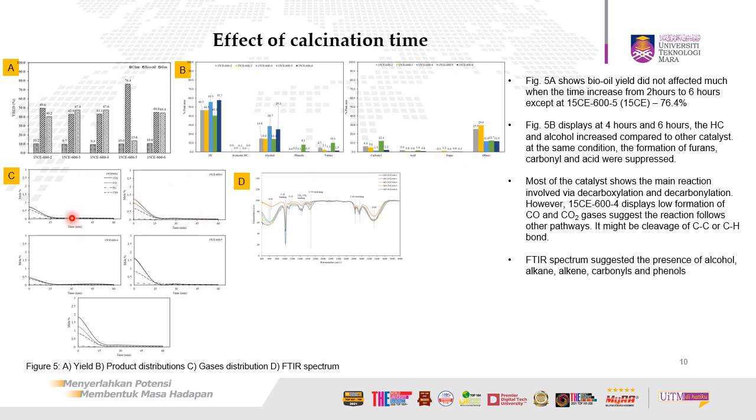So we can see from figure 5c that most of the catalysts show the main reaction involved is via decarboxylation and decarbonylation. However, 15CE604 displays low formation of CO and CO2 gas, which suggests the reaction follows another pathway. It might be a cleavage of C-C or C-H bond. We can also see that the product distribution for 4 hours of calcination time produces higher hydrocarbon, and 6 hours produces the highest hydrocarbon. The FTIR spectrum suggests the presence of alcohol, alkene, carbonyls, and also phenol.